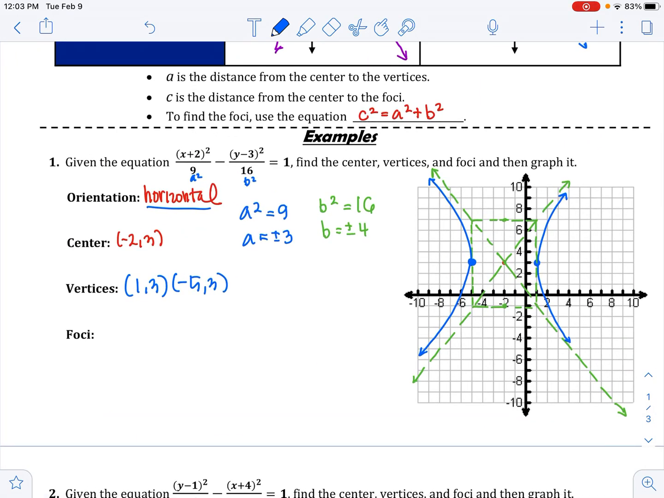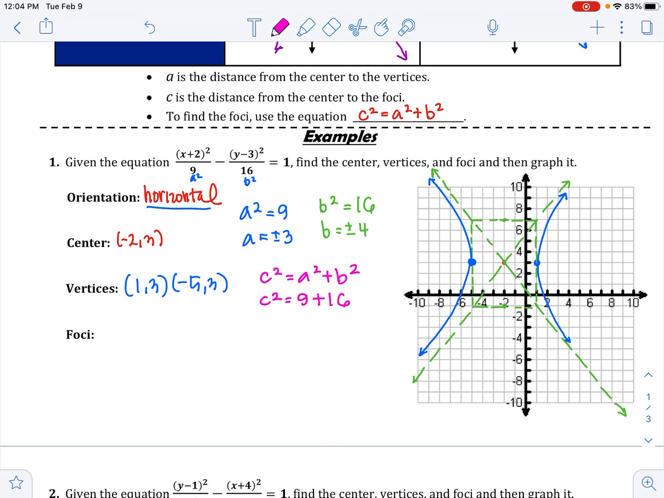And there's your 2 branches. All right, last but not least, notice I don't have you list co-vertices because there aren't any. Last thing you're going to find is your foci. Your foci are C units from your center, where C squared is equal to A squared. If you forget which one, look here. Not that. It's plus B squared.